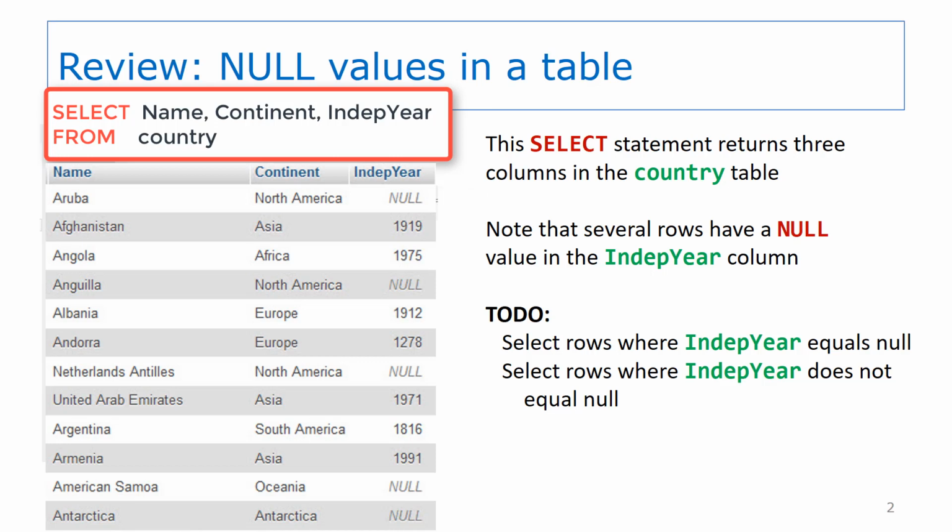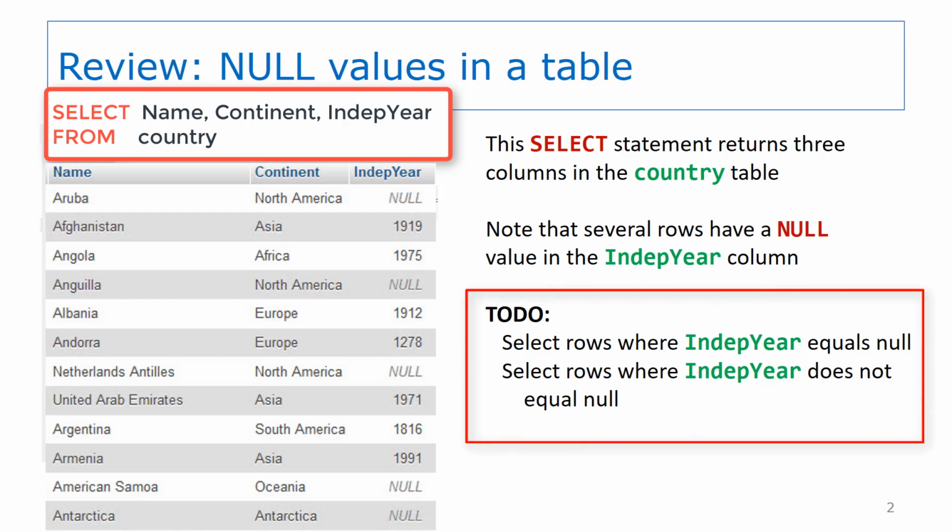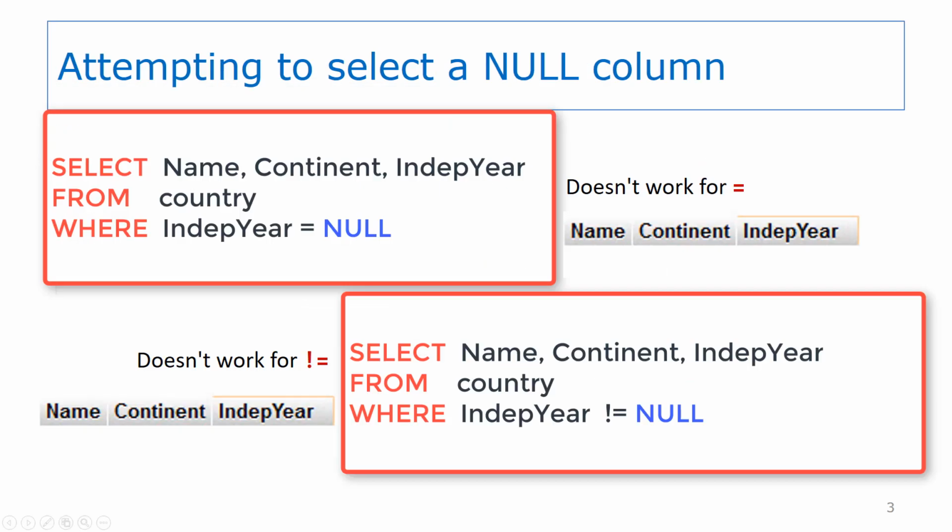So here's what we want to do with this null-capable independence year column. We want to select countries where the independence year is equal to null, and we want to select countries where the independence year is not equal to null. So let's add a where clause and return the rows where the independence year is null. You can see that this didn't work. When we use the where clause where independence year equals null, we don't get anything back in the results set. It also doesn't work for the not equals where clause.